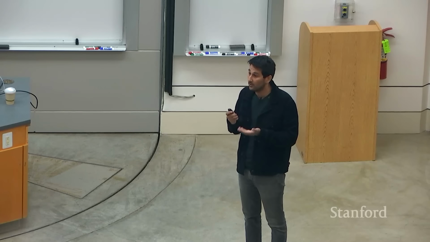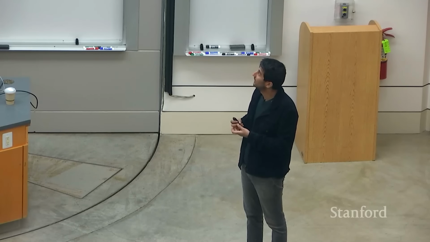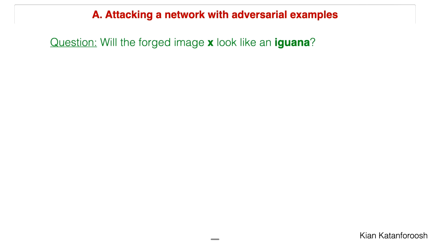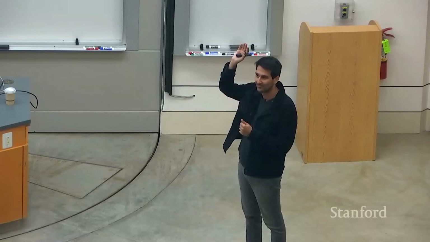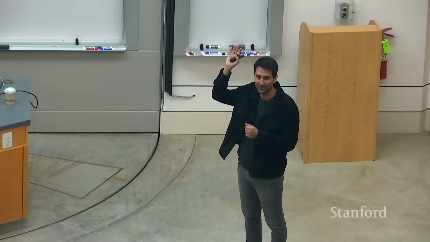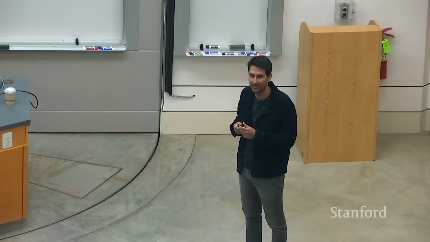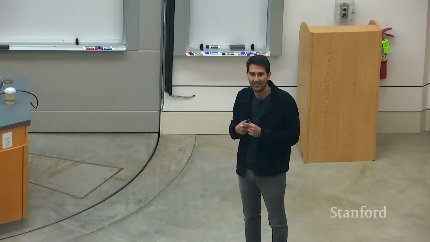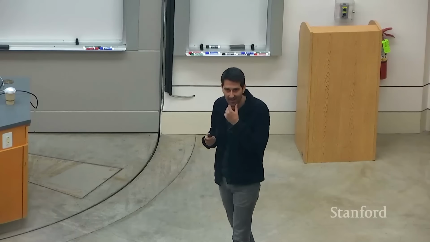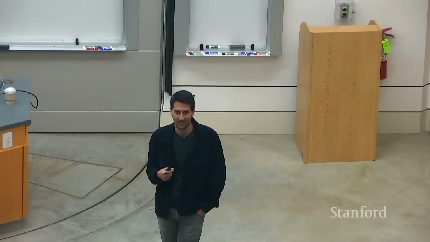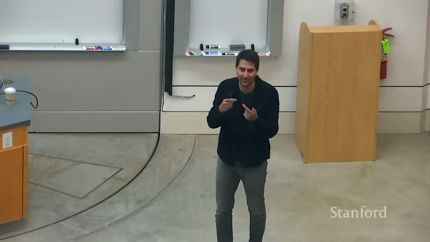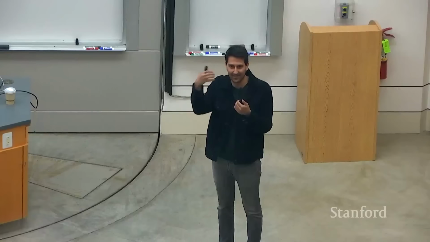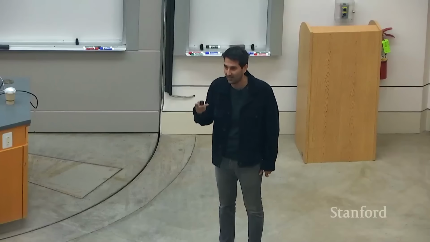Yeah. So now the question is, will the forged image X look like an iguana or not? Who thinks it will look like an iguana? Who thinks it will not? Someone wants to say why? You think it will not look like an iguana? You think the chance is low? Yeah, you're not convinced that pushing pixels in a certain direction will lead to a continuous set of colors that would look like an iguana. Okay, that's a good intuition.